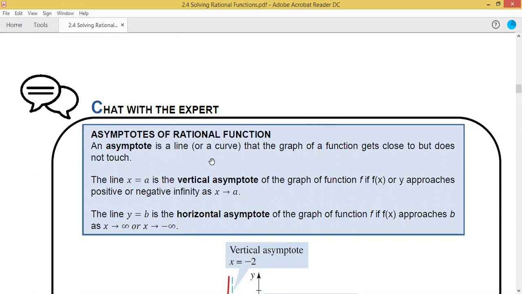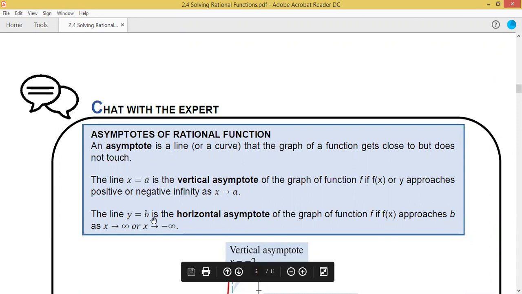In our vernacular expression, we say the asymptote is: you get closer and closer to each other, but you're never meant to be together. It means that you get closer and closer to the line or to the curve, but it will never touch or cross the line. The line x equals a is called the vertical asymptote, while the line y equals b is the horizontal asymptote.